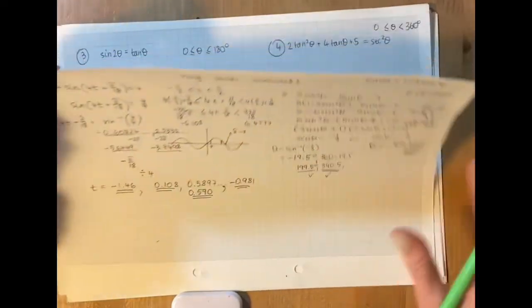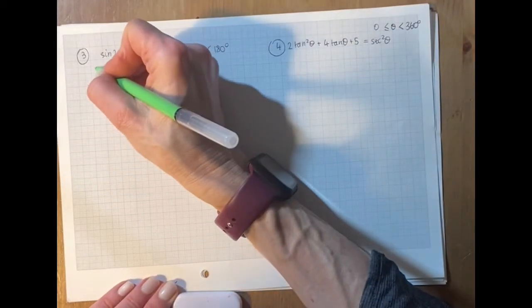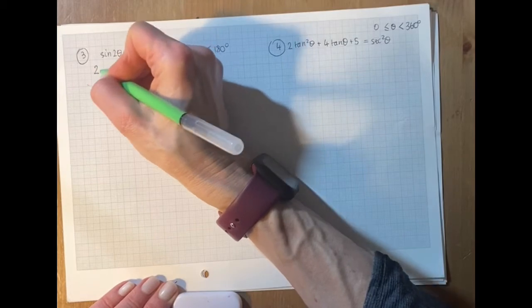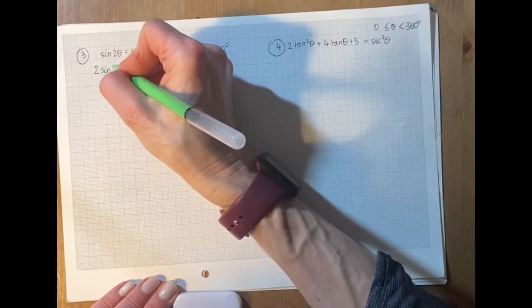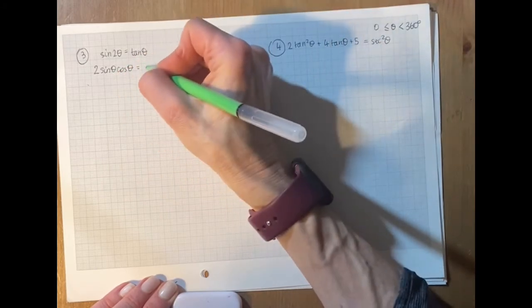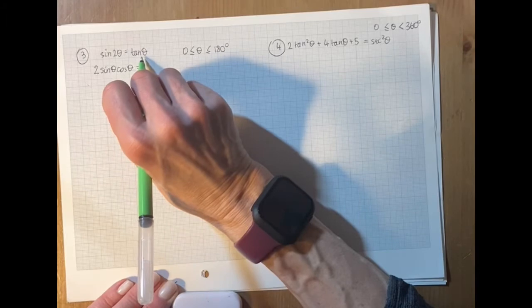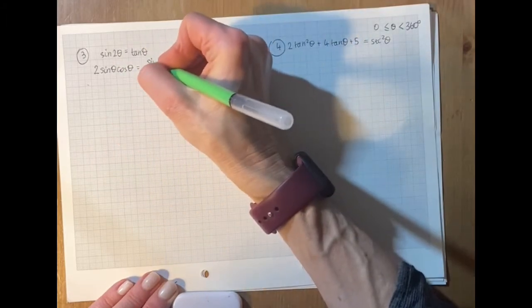So let's have a look at question 3. So here is another example of a double angle formula involving sine. So replace your sine 2 theta with 2 sine theta cos theta. That's the formula you need to remember. Since this is in terms of sine and cos, you might as well go for changing tan in terms of sine and cos as well.